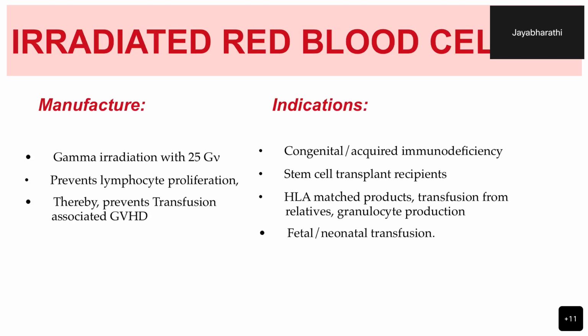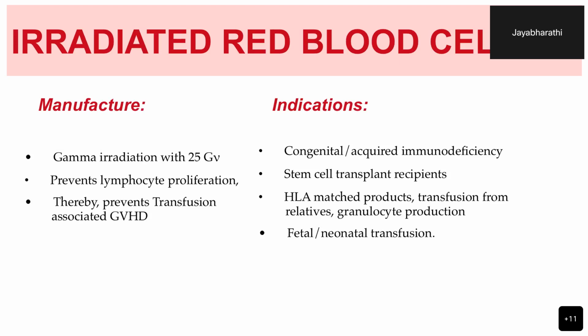Next comes the irradiated red blood cell. It is manufactured by gamma irradiation with 25 gray. It prevents lymphocyte proliferation, and thereby it prevents transfusion associated graft versus host disease. And indications include congenital or acquired immunodeficiency, stem cell transplant recipient, HLA matched products, transfusion from relatives, granulocyte production, and fetal and neonatal transfusion.